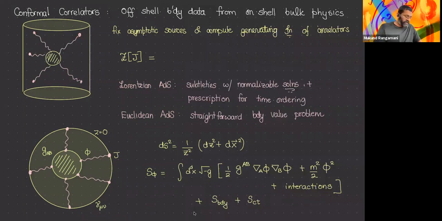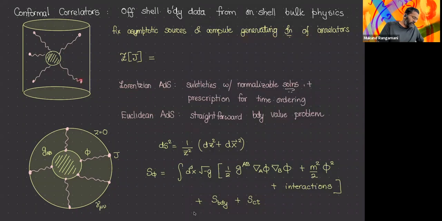So this is the standard GKPW dictionary. As I said, what we're going to do is fix asymptotic sources. We're going to see that our fields will have two solutions, one which will be normalizable and one which won't. We'll freeze the non-normalizable part as the source, as the thing that turns on and off an operator in the boundary, and then we'll compute a generating function of correlators as a functional of these sources.